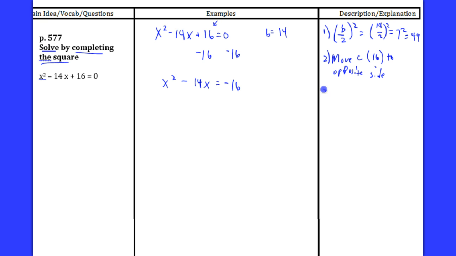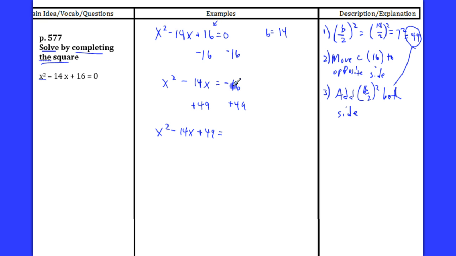All right, so the next thing I need to do is now add b divided by 2 squared to both sides. Sorry, my b did not look very good there. It's b divided by 2 squared, which I calculated right here as 49. So I'm now going to add 49 to both sides and watch what happens. On the left-hand side, do not mix your terms there. It's minus 14x plus 49. That's equal to, now you've got to figure out negative 16 plus 49, that's 33.